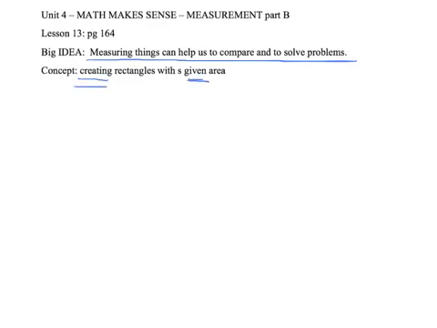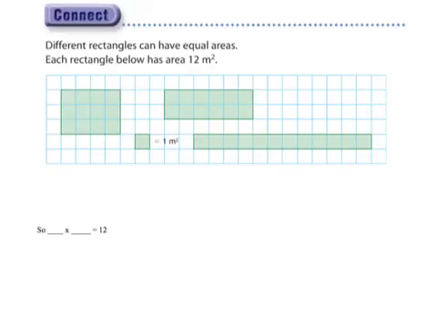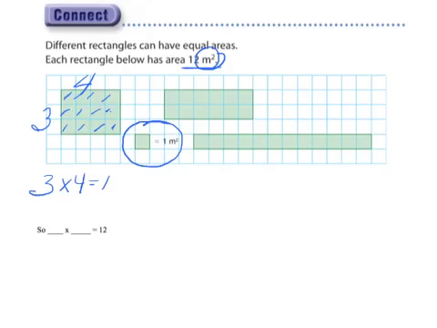So the area is given to us. What kind of a rectangle could give us that area? For example, if we were trying to find all of the different rectangles that could have an area of 12 meters squared, and we're assuming one of these squares is 1 meter squared. So this gives us 1, 2, 3, 4, 5, 6, 7, 8, 9, 10, 11, 12. 3 by 4, so 3 times 4 equals 12.